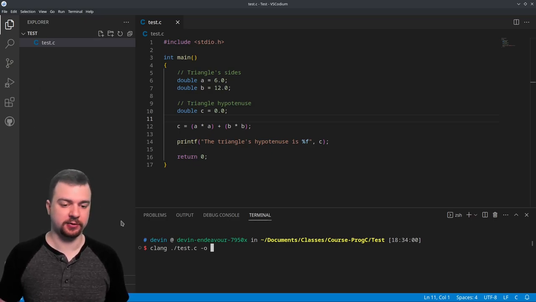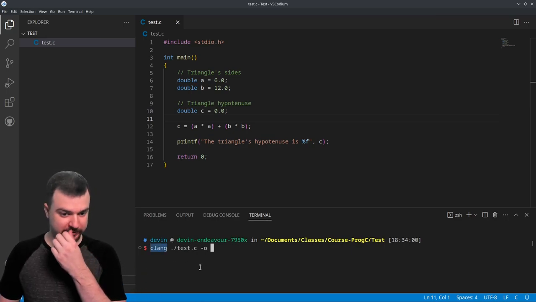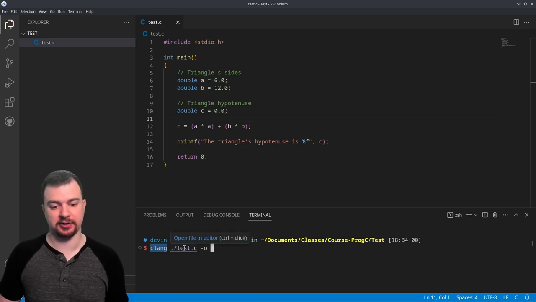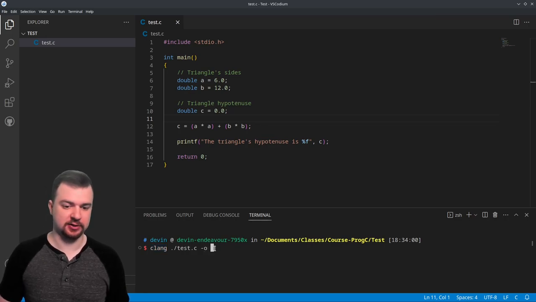Actually, you know what? The first part here is a compiler I'm running. I could do this with GCC. I know this on my system. This is the file I'm actually passing into the compiler, which is what I'm writing here. This is going to be a flag that dictates the name of the output file that I'm doing.